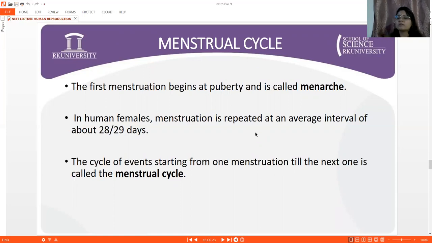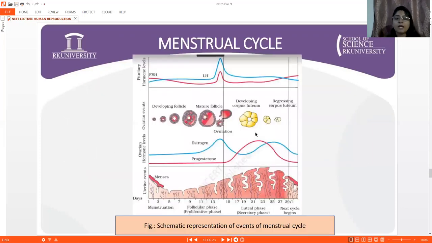In human females, menstruation is a repetitive process, and the average interval is 28 to 29 days. The cycle of events, starting from one menstruation till the next one, is called the menstrual cycle. What is it called? It's called the menstrual cycle. This is the figure which gives the information of the menstrual cycle, the ovulation events, and the pituitary hormone levels. Very, very important from the exam point of view.